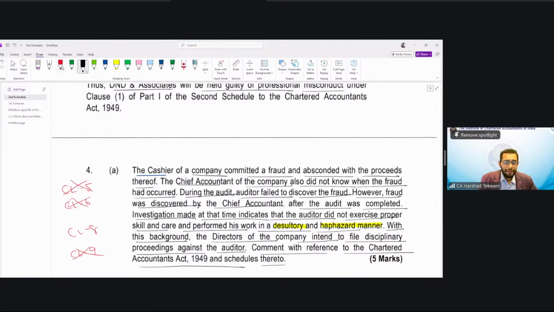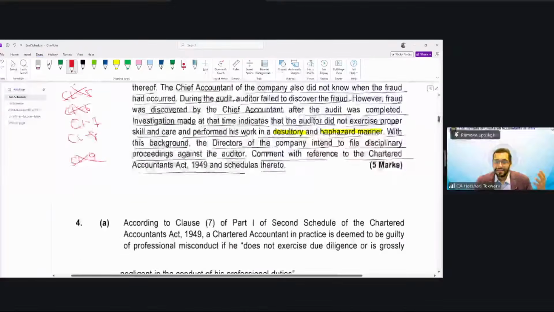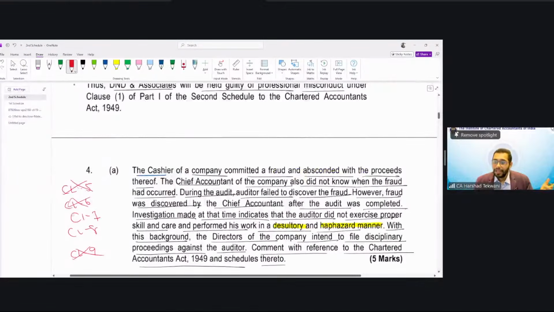Okay. I will invoke clause 7 and I will say that the auditor has performed the work, but that is not appropriate. No due diligence has been exercised. As a result, he will be guilty of professional misconduct under clause 7. Now you will ask, sir, why is it not appropriate? How can we say that it is not appropriate?